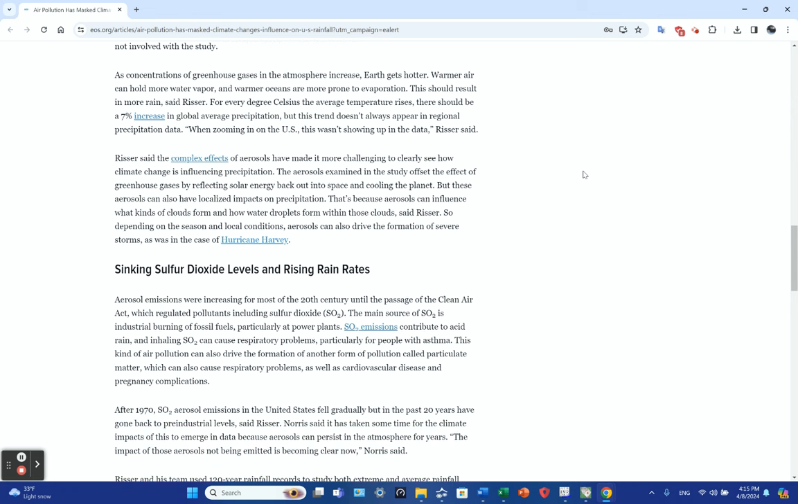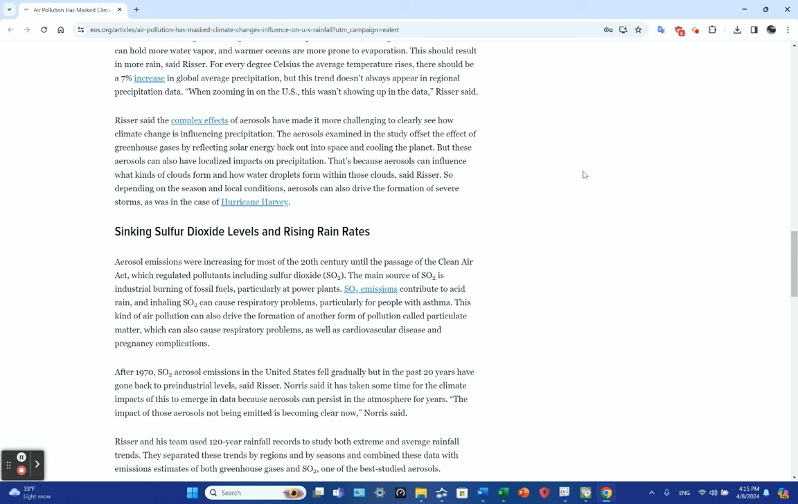As concentrations of greenhouse gases in the atmosphere increase, Earth gets hotter, warmer air can hold more water vapor, and warmer oceans are more prone to evaporation. All true. This should result in more rain. But again, you need the hygroscopic particles for the vapor to coalesce around. And it said right here, what I said earlier, for every degree Celsius increase, there's about a 7% increase in, I wouldn't say global average precipitation, but more in the water vapor content of the atmosphere.